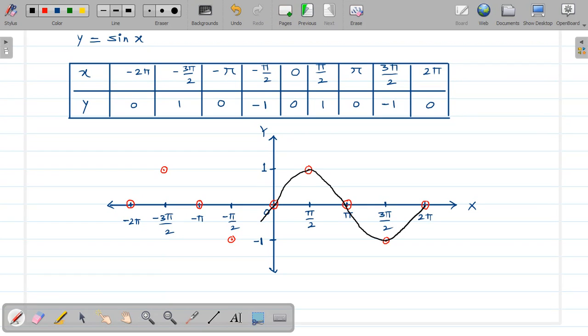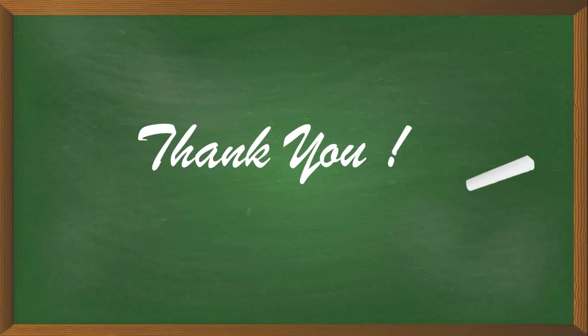Similarly, complete the graph to the negative axis like this. Join all the points without a scale. Do not draw a straight line. So this is the graph of the sine function. So by considering all these standard angles, we get the graph of the sine function like this. Okay, thank you.